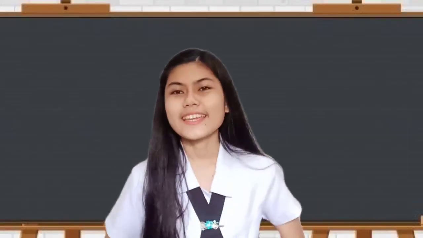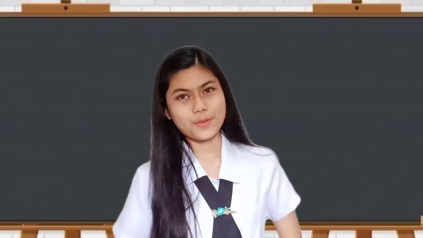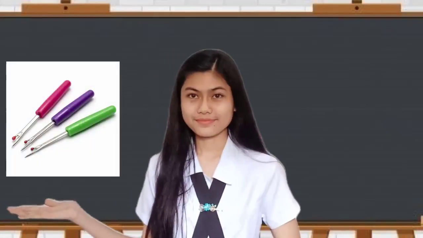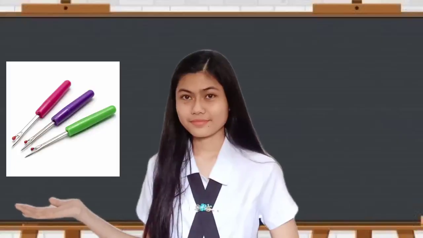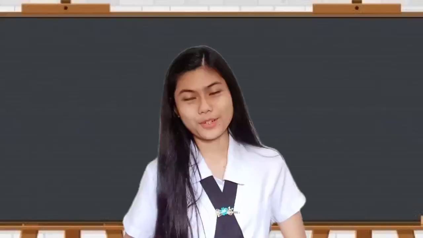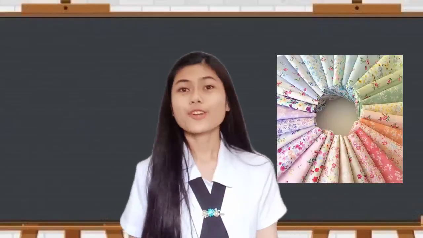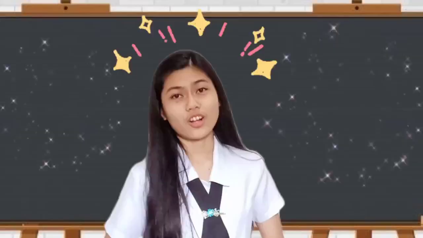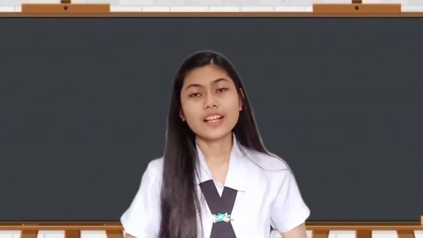Great job! It's a sewing machine. How about the fourth one? Hooray! It's a seam ripper. You got it correct. And for our last one? Great job! It's a fabric. Congratulations, you got it all correct. Let's move on to the main topic of this discussion.